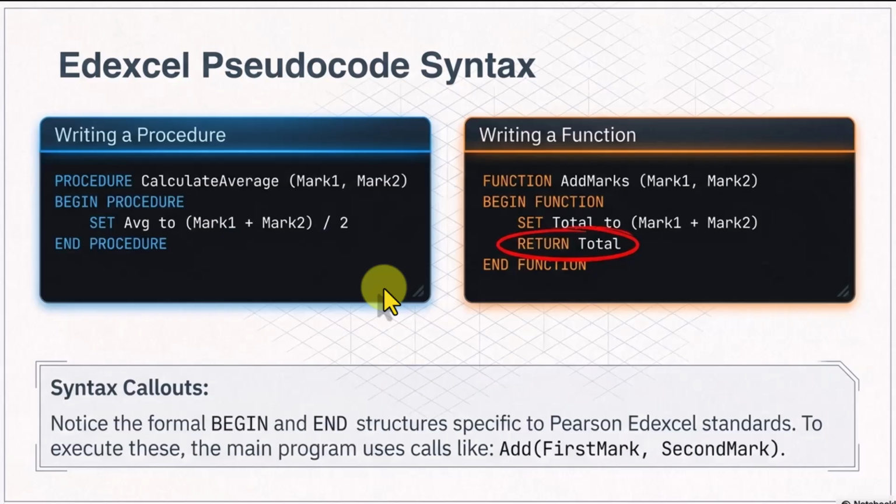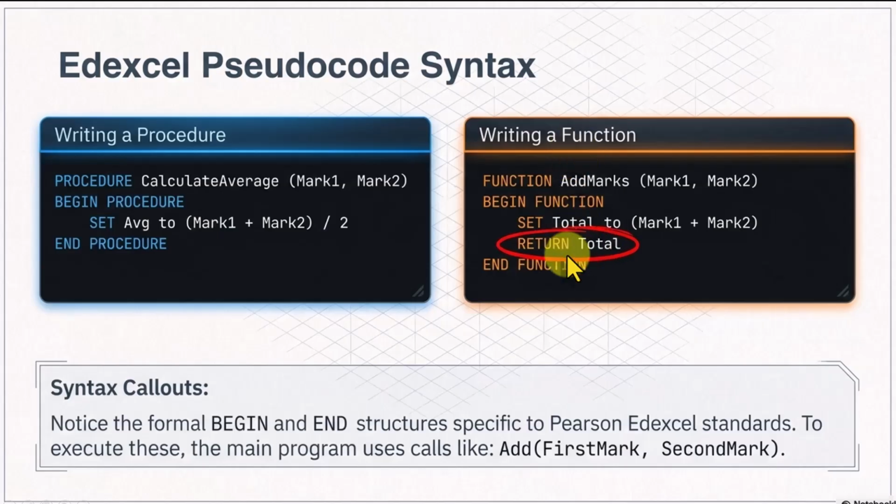So see, the Edexcel procedure syntax and function syntax. Writing a procedure in pseudocode, we simply write the procedure, give it a name, then the parameters inside brackets, begin procedure and end procedure. Inside that you write a set of instructions that it needs to do. We have the same thing for functions, only instead of procedure we write function, then name, then parameters, begin function, end function, and inside this you write the instructions that the computer needs to do.